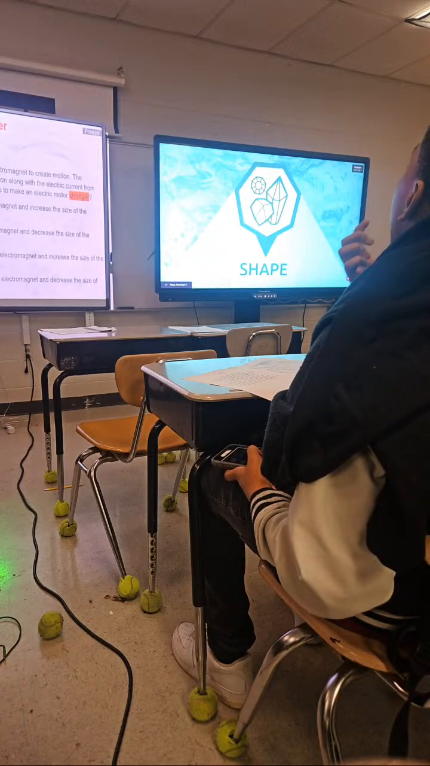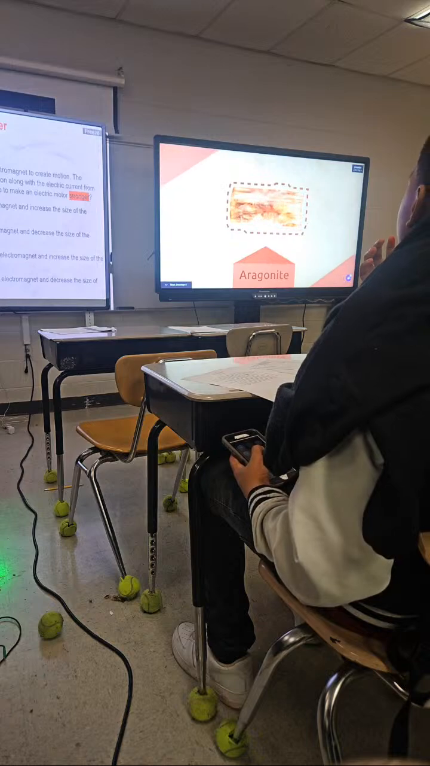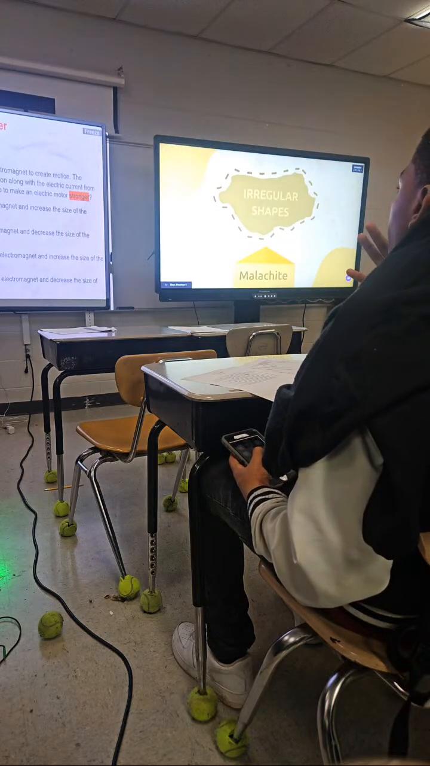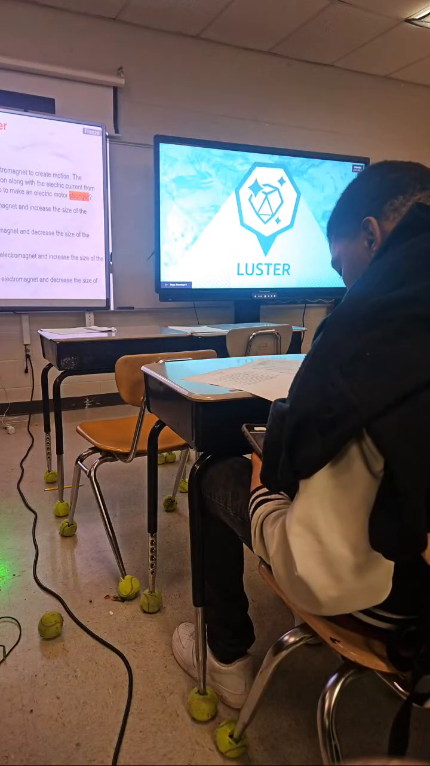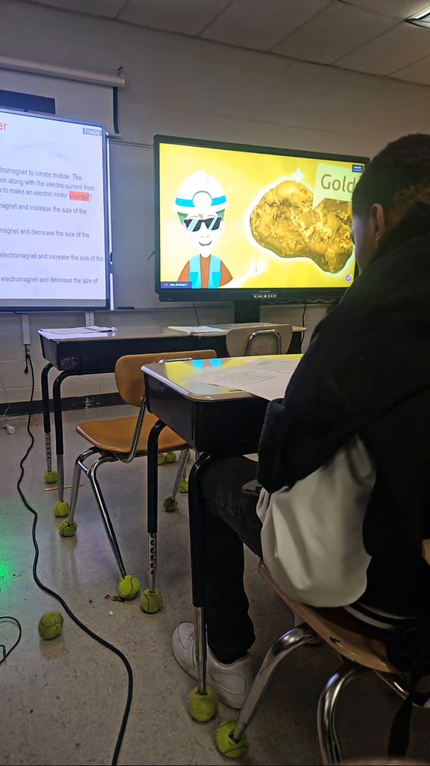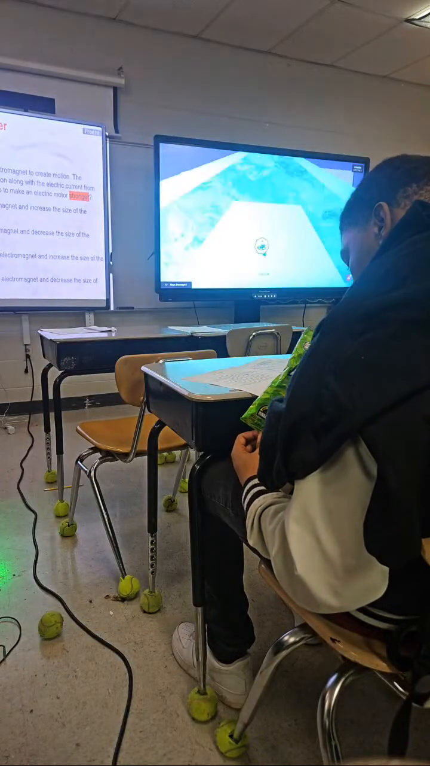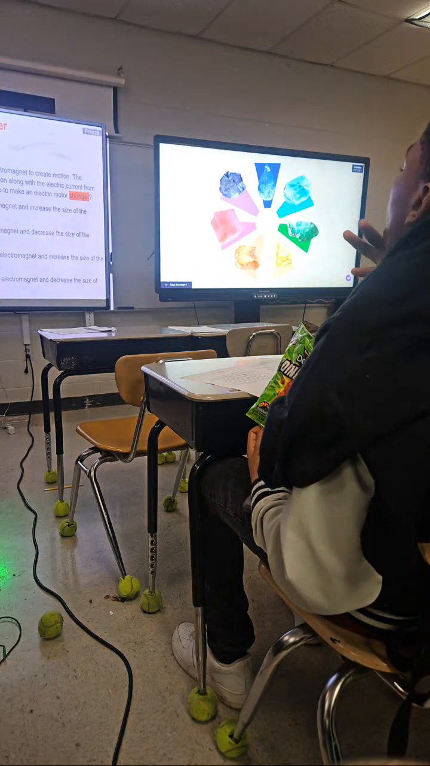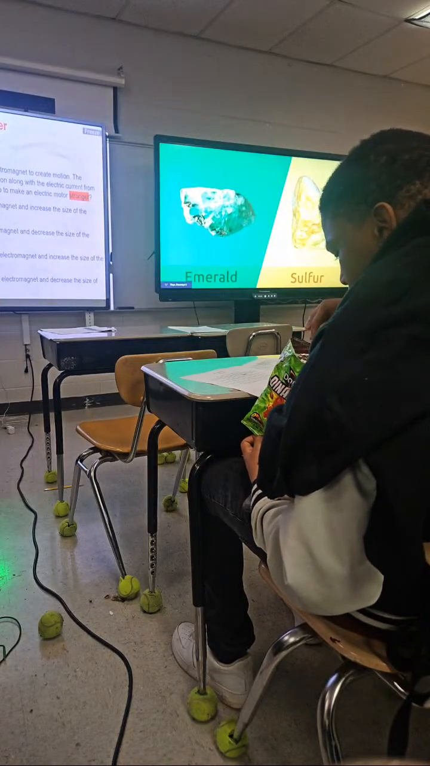Shape. Minerals grow into different shapes, regular or irregular. Aragonite has a regular shape, while malachite has an irregular shape. They look beautiful. Luster. There are shiny minerals like gold, and others like talc, for example, with much less luster. Color. Each mineral has a distinct color. Emeralds, for example, are green, while sulfur is yellow.